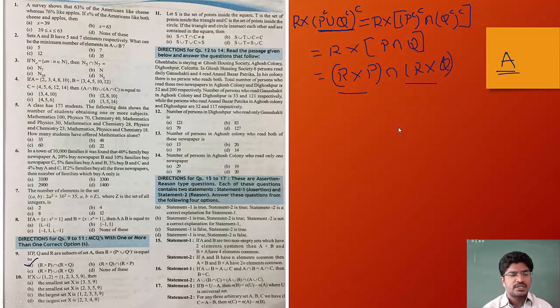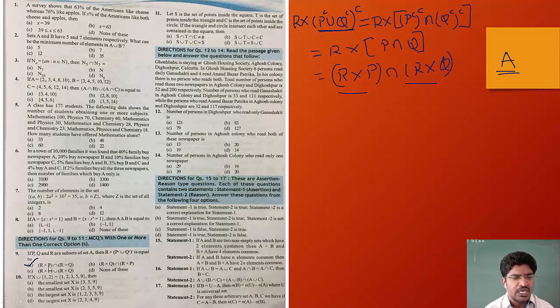Okay, students, in this question, if we see the main condition here, what is that? Directions for questions 9 to 11, MCQs with one or more than one option is correct. Okay, no problem.